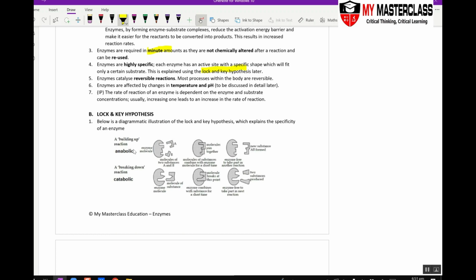Subsequently, when they form the products, make sure that your products are joined together if it is an anabolic reaction. So anabolic reaction means from small things you are building up. So for example, from the amino acids in your body system or the glucose in your body system, it then subsequently builds up to become polypeptides or maltose or even glycogen. Okay. Catabolic, on the other hand, is breaking down.